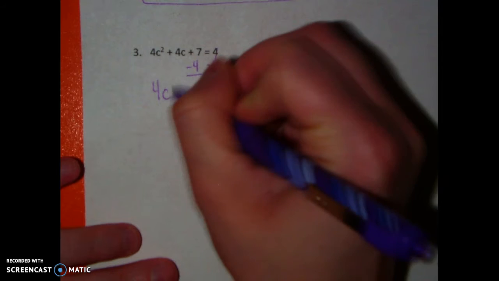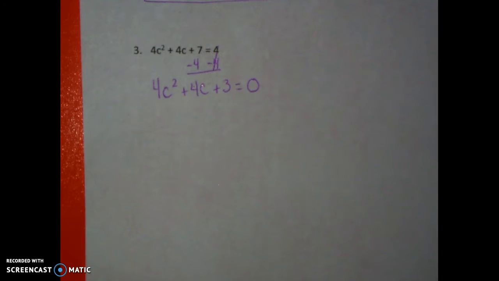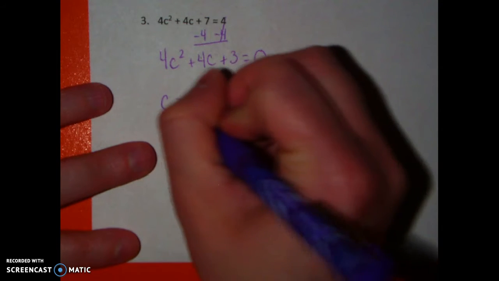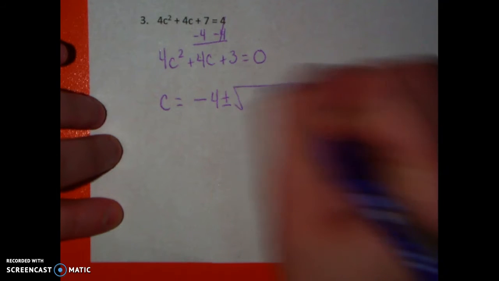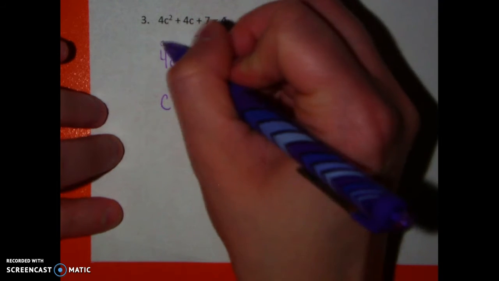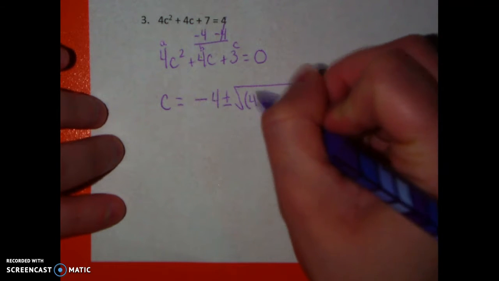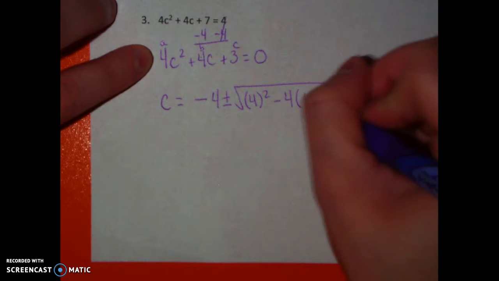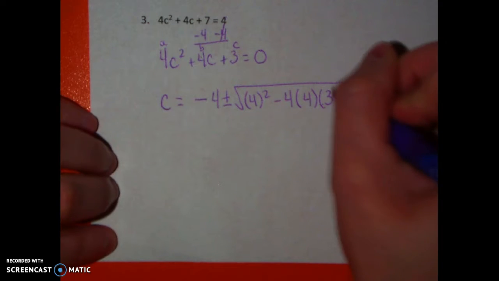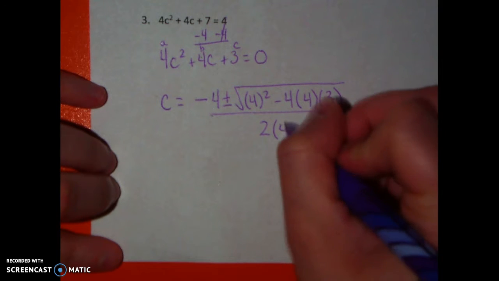So that would be 4c squared plus 4c plus 3 equals 0. And now you can start the quadratic formula. So c equals negative b, so that's negative 4, plus or minus the square root of, remember this is a, b, c. So b squared would be 4 squared minus 4 times a, which is 4, and c, which is 3. And that is all divided by 2 times a, which is 2 times 4.